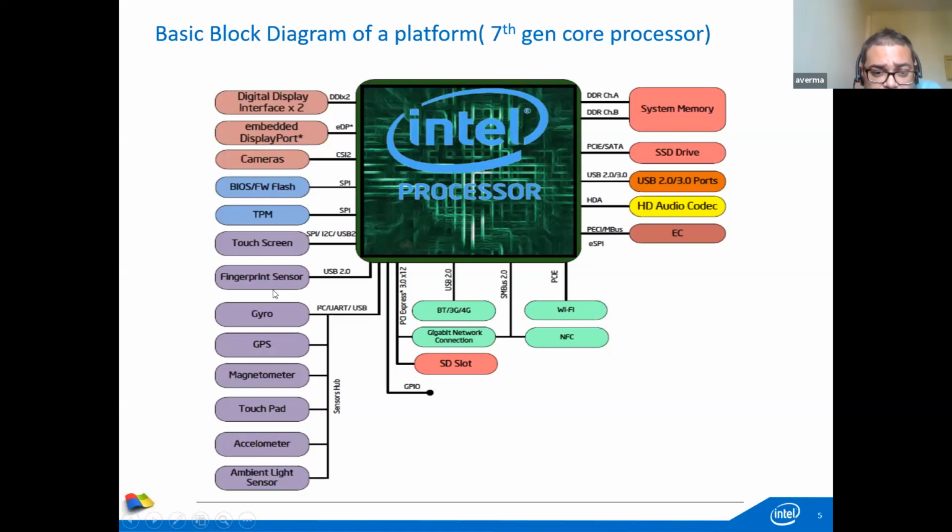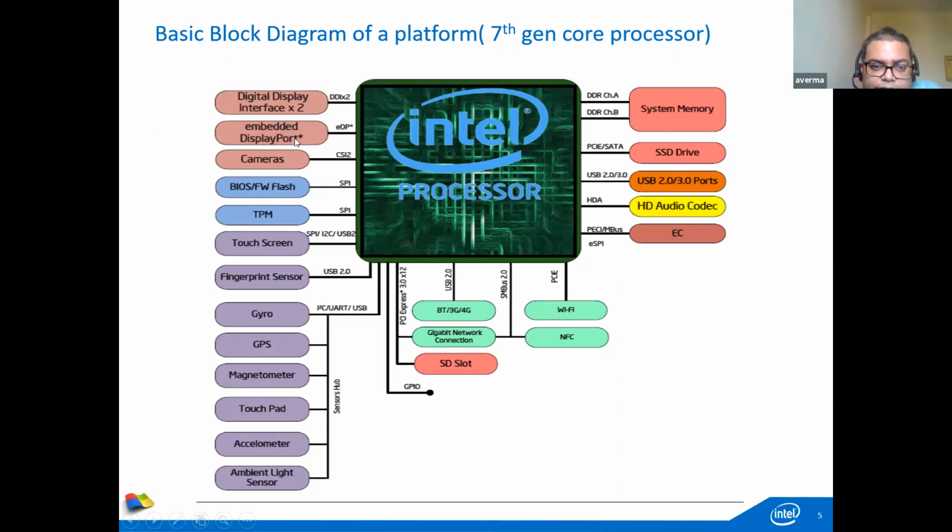Some other components are again like fingerprint sensor or touch screen or trusted platform modules. Now this is used for encryption and all. You do have BIOS or firmware. Then you have cameras. Then you have embedded DisplayPort. Again, this is one industry standard for the display ports through which you can connect to the panel self-refresh ports also. So panel self-refresh is another technology where, when the content is static on the display, you can turn off the interfaces. You can also turn off the display controller so that you can save lots of power.